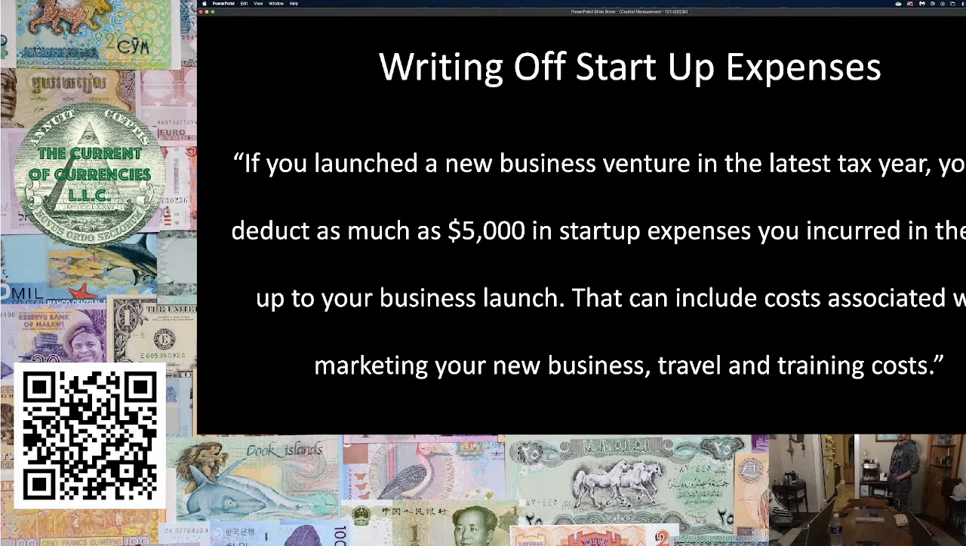Writing off startup expenses. So if you launched a new business venture in the last year, I did this with the current currencies. This went through November 14th, 2022. You can deduct as much as $5,000 in startup expenses that you incurred in the lead up to your business launch. So anything that I had put into this before that date of November 14th, I could write off. That can include costs associated with marketing your new business, traveling, and training costs. Training involves yourself too, not only your employees.